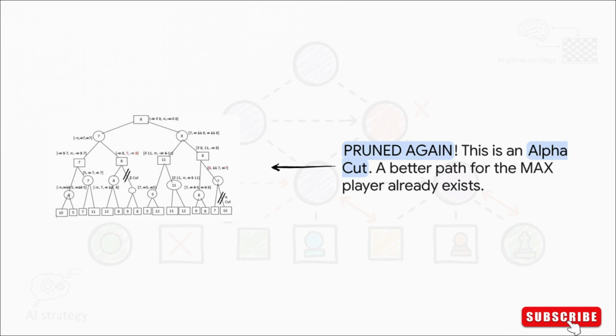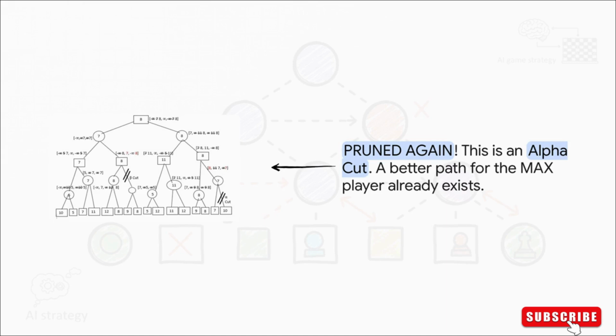We go all the way down and we get to a min node. It looks at its first child and sees a value of 7. Now we check our rule. This path offers a 7. But wait, the max player at the root is already guaranteed a score of 8. That's its alpha value. Why would the max player ever choose a path that's leading to a 7?